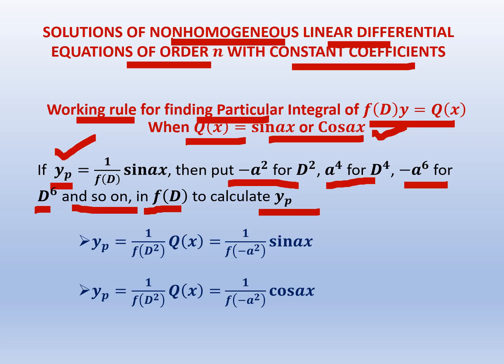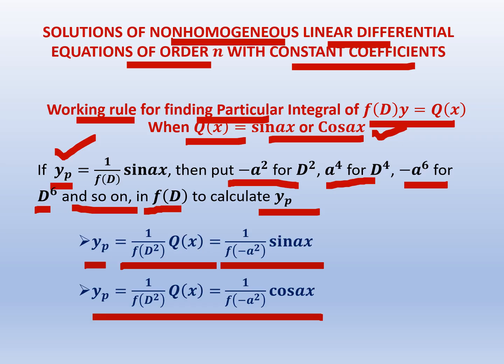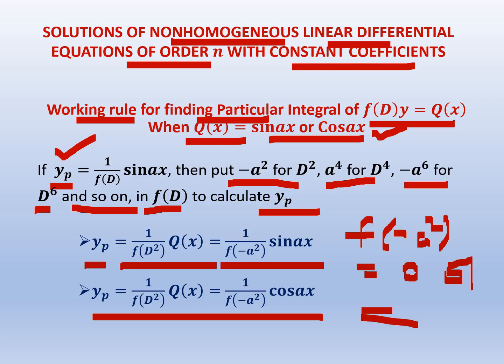Now we have the new representation of particular integral yp like this. Yp is equals to 1 by f of D square into q of x, which is equals to 1 by f of minus a square into sin ax. Also we have another representation. Yp is equals to 1 by f of D square into q of x, which is equals to 1 by f of minus a square into cos ax. Here we have two cases: f of minus a square is equals to 0, or not equals to 0.